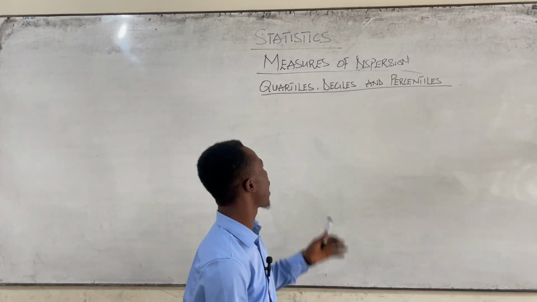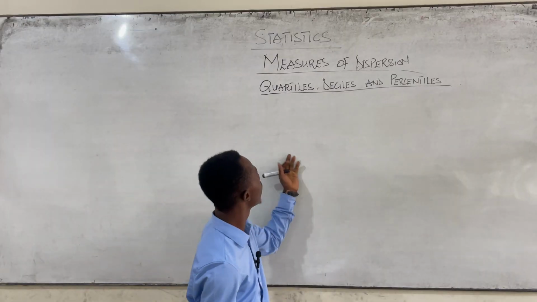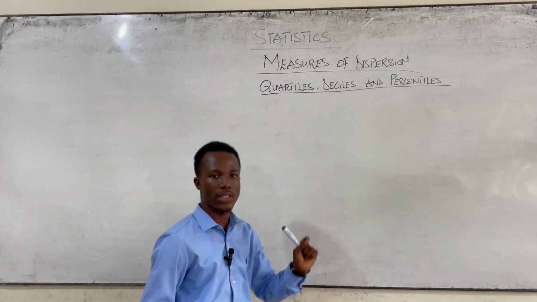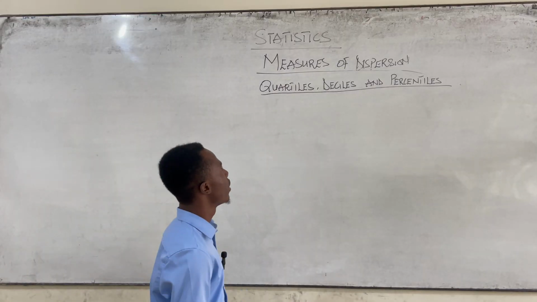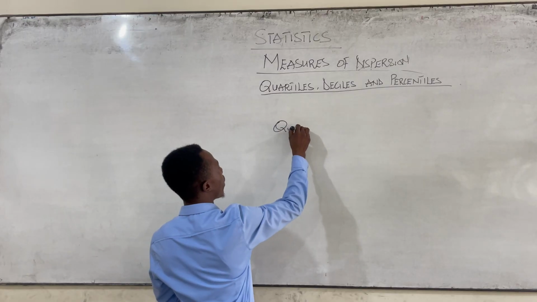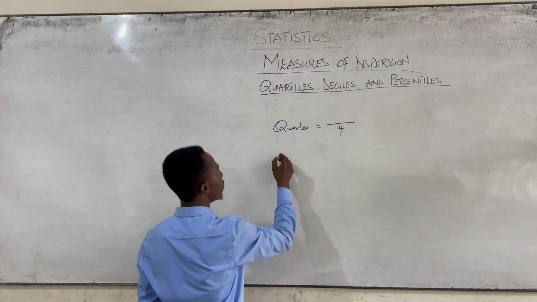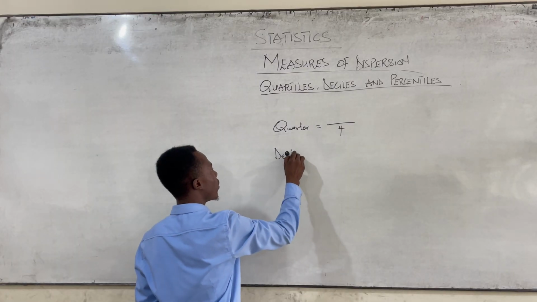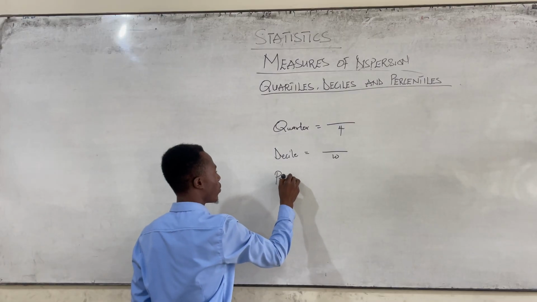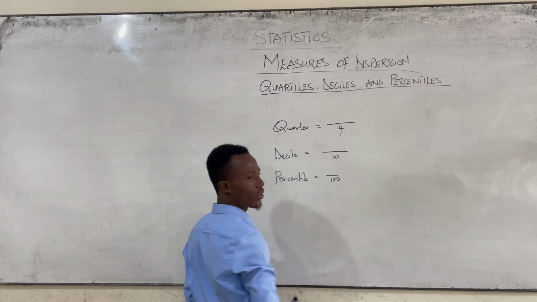Now we are going to look at other measures of dispersion, that is measures of position. For the measures of position, we are going to look at three things: quartiles, deciles, and percentiles. Anytime you hear the word quartile, it means out of 4. Decile means out of 10. Percentile means out of 100.